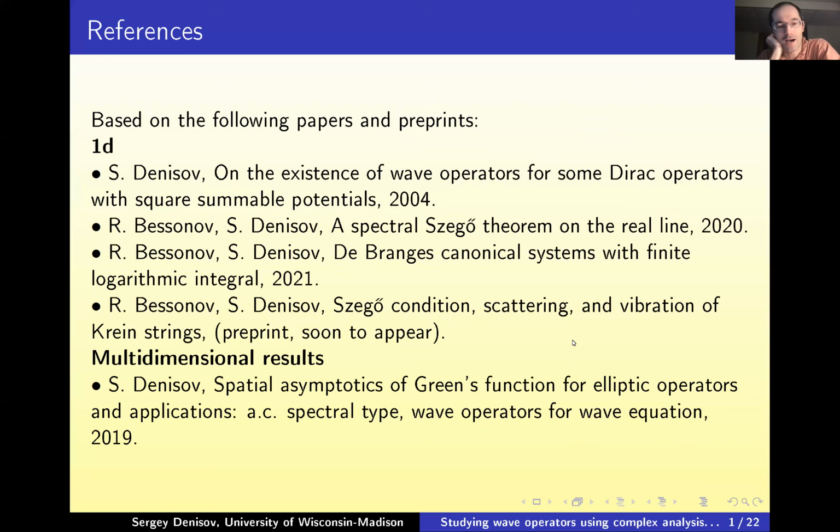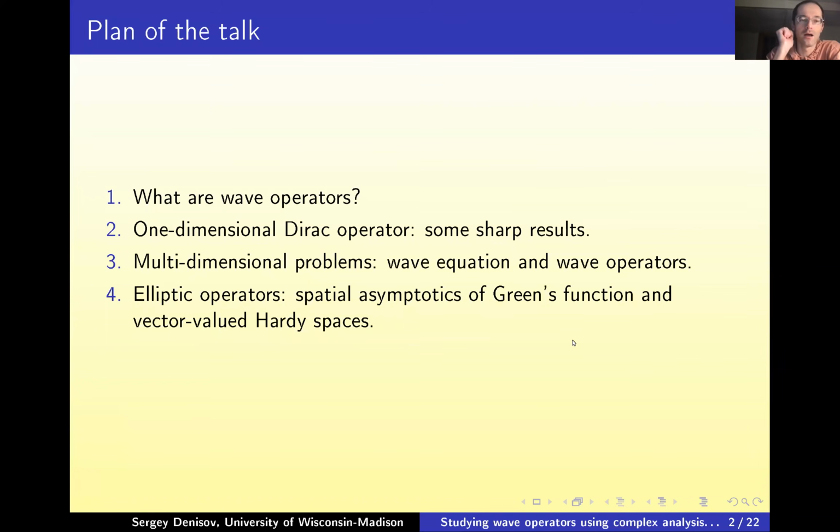So, yeah, I will start by giving some references, and a lot of this work has been done with Roman Bessonov from St. Petersburg. The talk will be divided into two parts. The first part will be about the one-dimensional setting, and the second part about PDE. Okay, so that's roughly the plan of my talk.